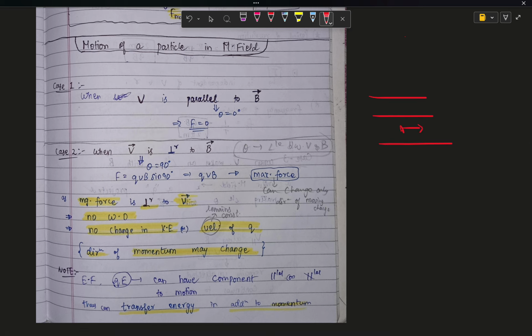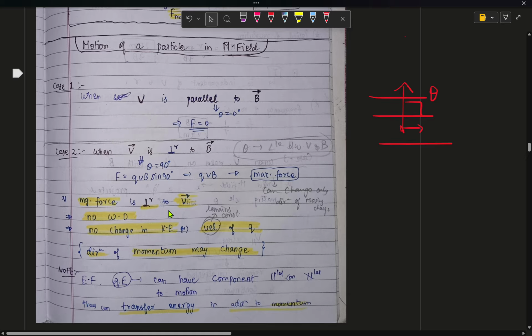But if the velocity of the particle is perpendicular to the magnetic field, then the angle theta is 90 degrees. In that case, maximum force will be acting on the particle. But this force can change the direction of the particle. Very important: it can change only the direction of the moving charge. The magnitude will not change, meaning the speed will not change.